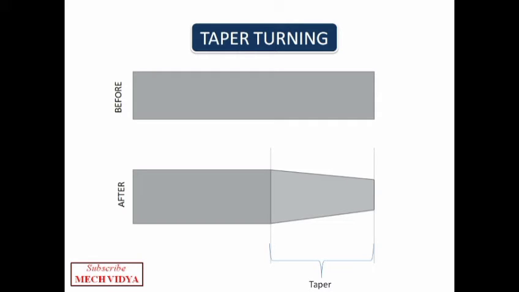Now, the extent of the tapering is given by a parameter called conicity. This is the formula, where capital D is the original diameter, small d is the diameter after tapering, and L is the length of the taper.